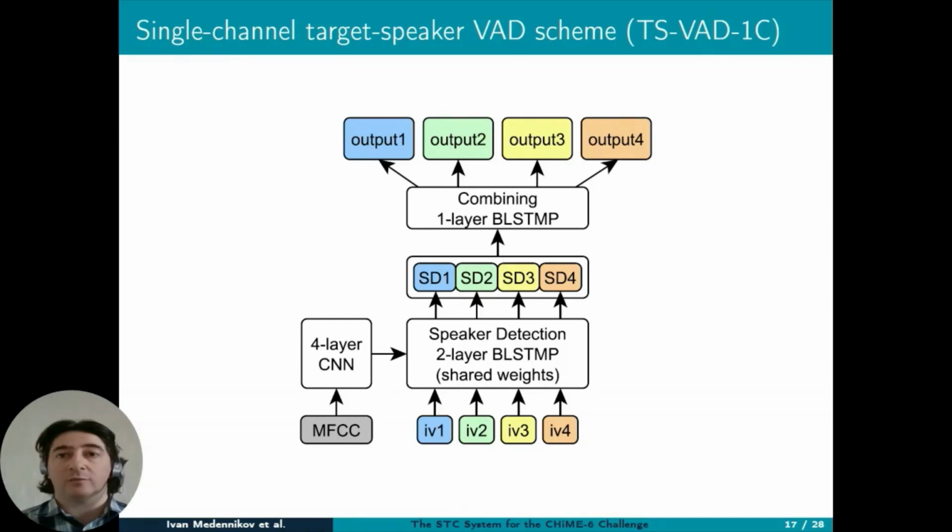Then combined outputs of 4 speaker detection blocks are passed to one more BLSTM layer, followed by 4 parallel fully connected layers and 2 class softmax layers on top of them. 4 pairs of outputs produced by the TSVAD model represent the probabilities of the presence and absence of each speaker on the current frame. The training loss is the sum of 4 cross-entropy losses computed from speaker alignment.